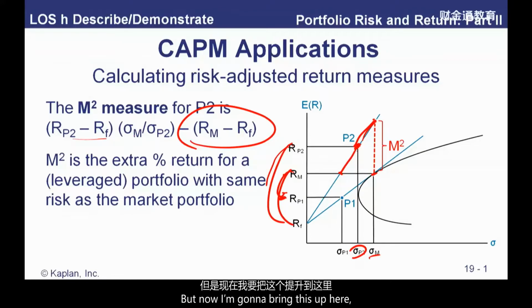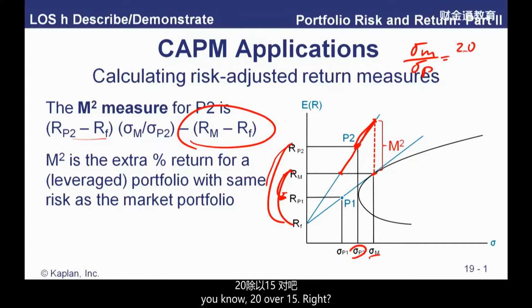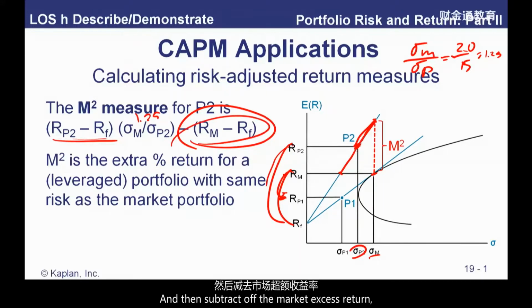But now I'm going to bring this up here, right? So I'm going to multiply it by the ratio of the market's volatility over the portfolio's volatility. So this would be something like 20 over 15, right? So that's going to be 1.25, right? So in other words, I'm going to take that, I'm going to lever it up on this straight line. I'm going to multiply it by 1.25. It'll be even bigger, okay? And then subtract off the market excess return. That is what M2 is, all right?